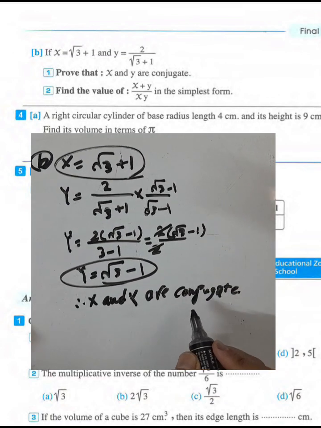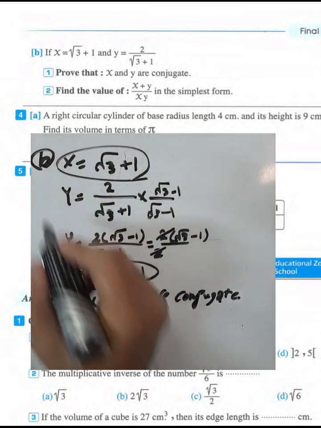That's the first solution, letter B. Okay, question number 2.